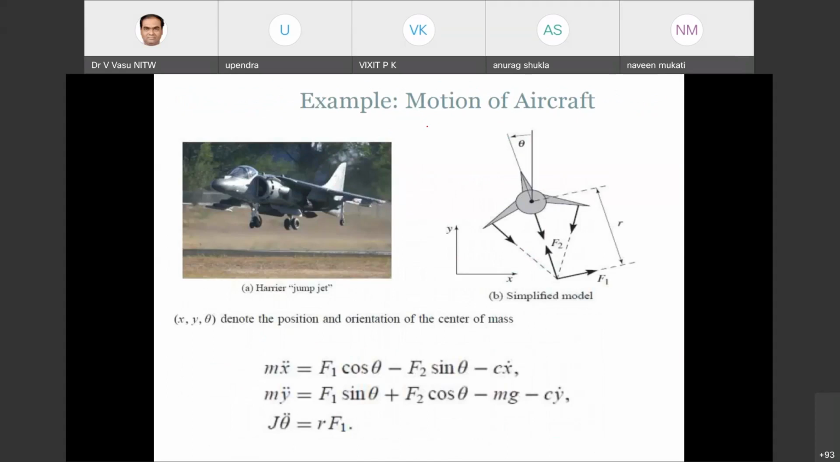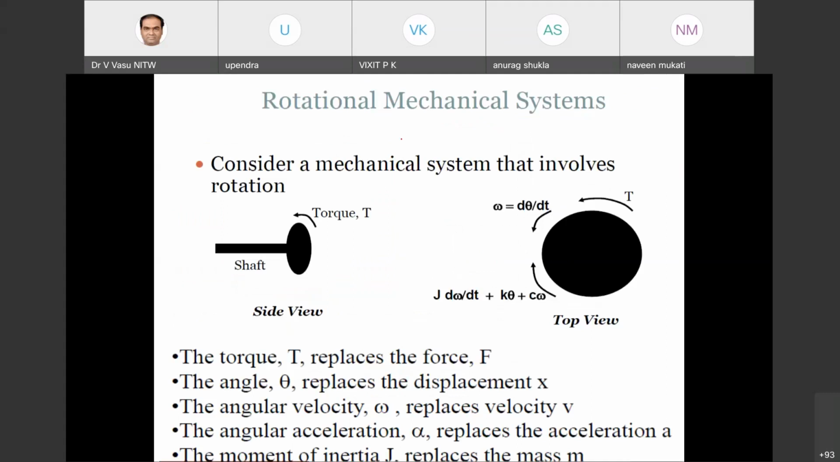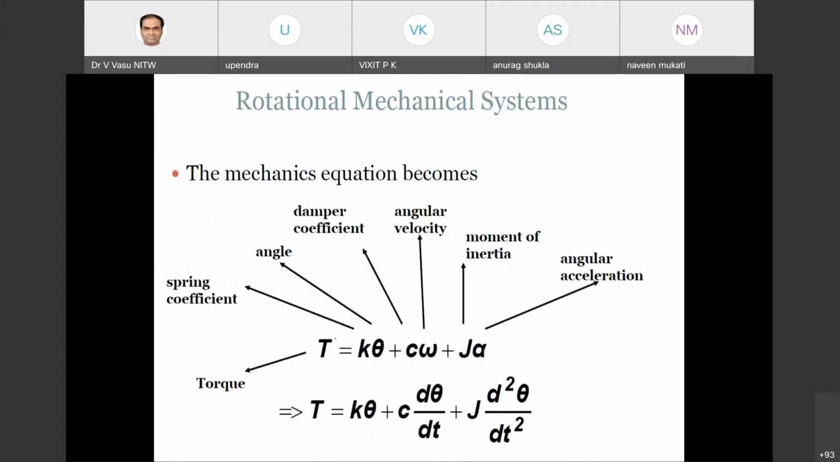Okay, similarly if you have rotational systems, one basic example is the flight control systems, where we have two rotating masses. The rotational mechanical systems will have torque in place of force, angular velocity in place of velocity, angular acceleration in place of acceleration, and moment of inertia in place of mass. This is the difference we have, and we get the differential equation in this particular form.